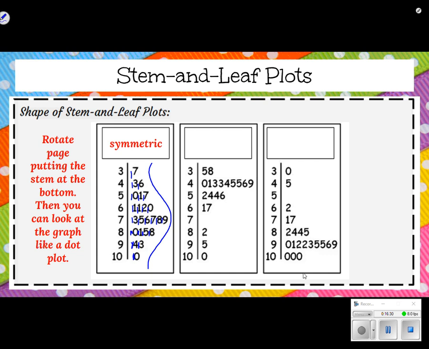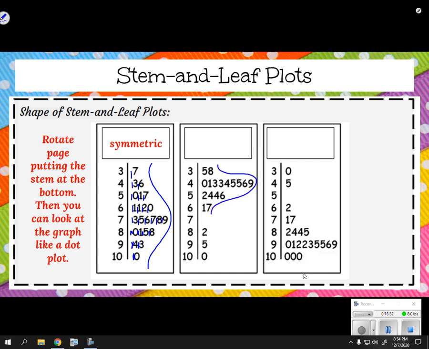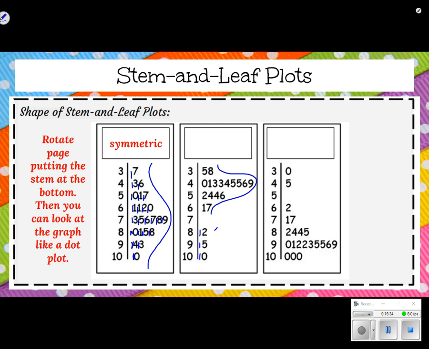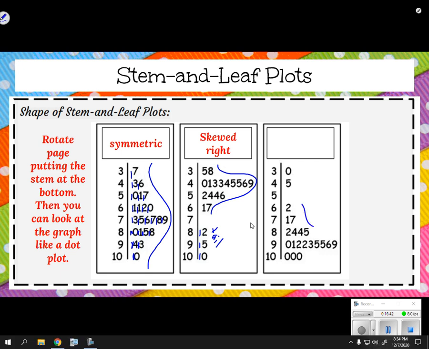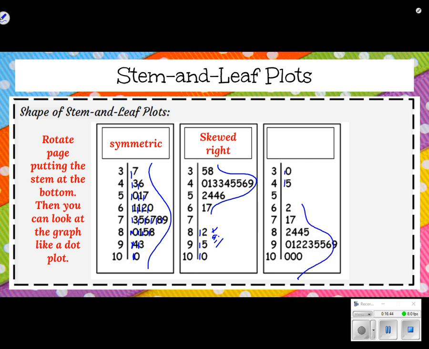This one has more data points on this side than it does on this side. Here's my tail. So it is skewed to the right. This one has more data points on the right, and it has a tail over here. It's skewed to the left. Okay, so with a stem and leaf plot, you can still describe the shape of the data. It's just you may have to rotate some things or turn your head a little bit in order to see the values and the shape come together.